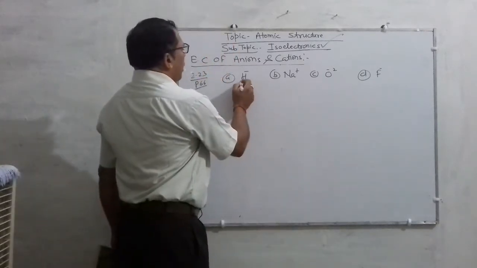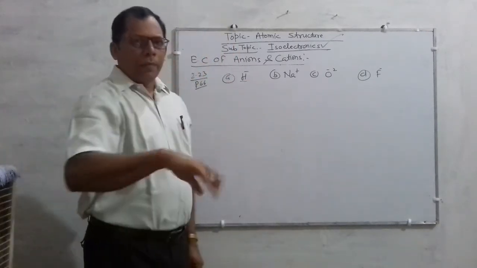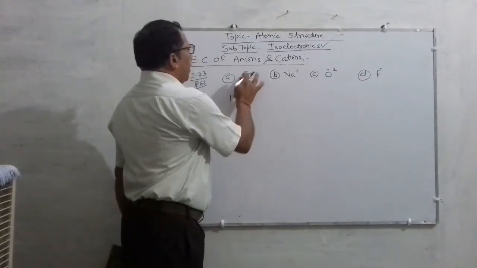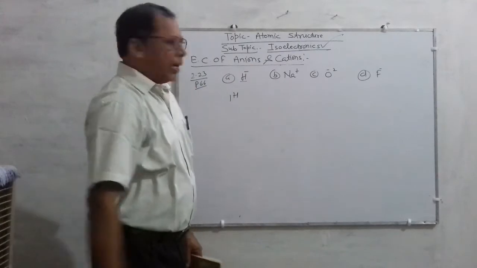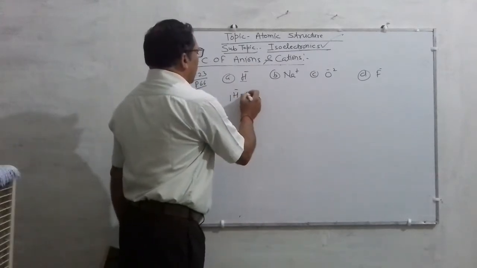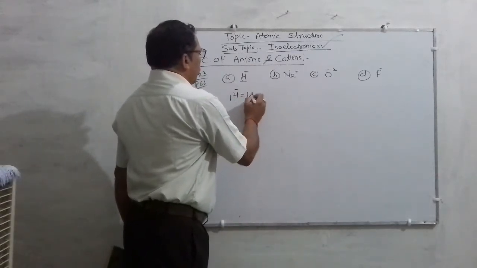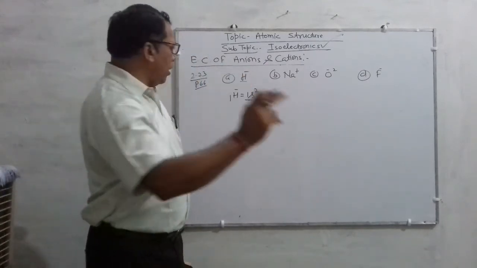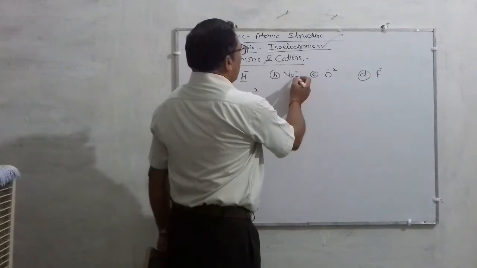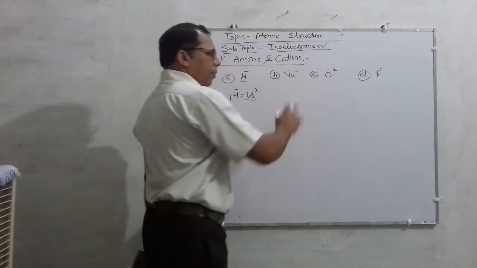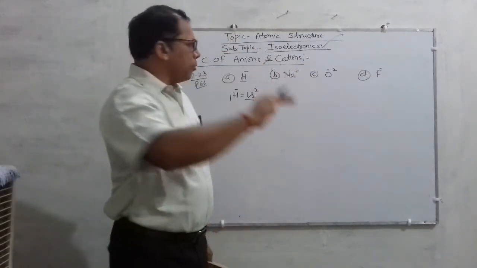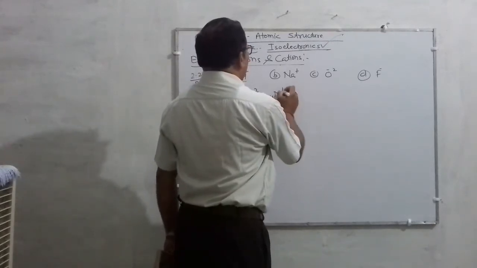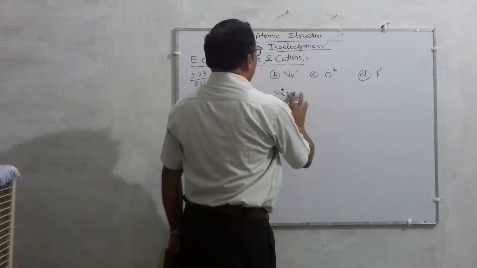So simply, children, H minus, I will tell you about the anion. Hydrogen has one electron, but it has gained one more electron. So the electrons become 2 in the case of hydrogen, so the configuration becomes 1s2. Right, children? In the case of sodium, this is in the form of a cation, meaning it has lost one electron. So its configuration becomes what? This is 11Na plus, so it becomes what?